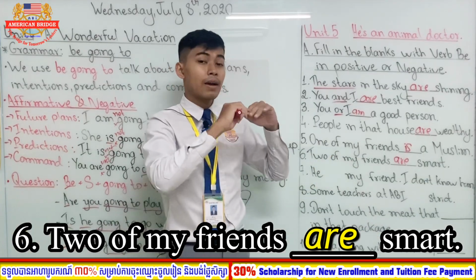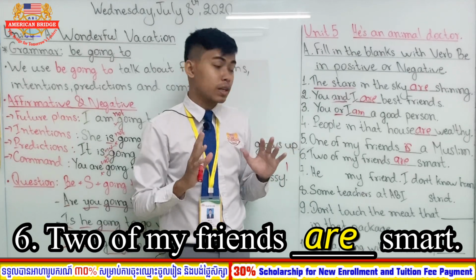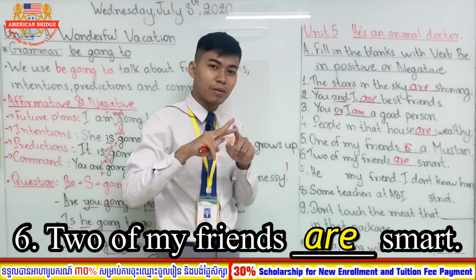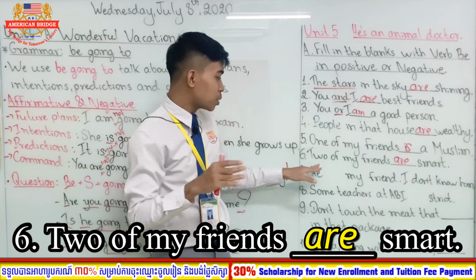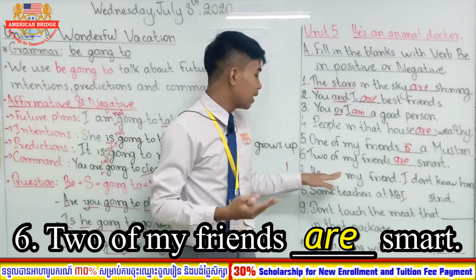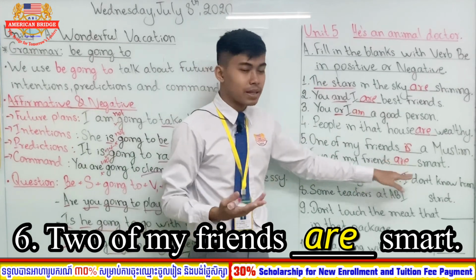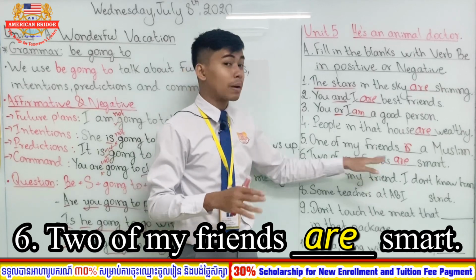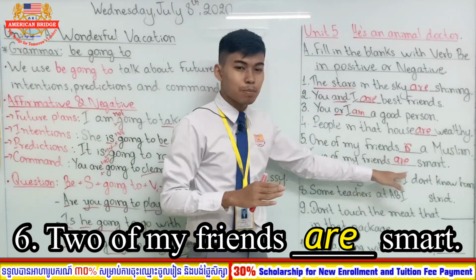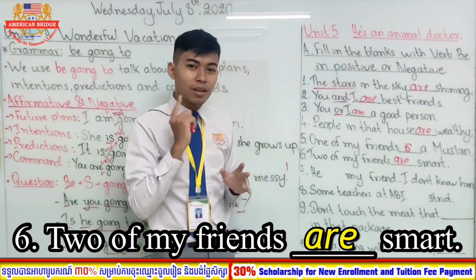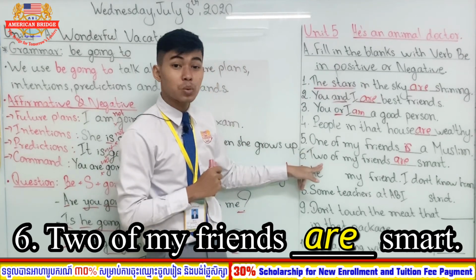It means that I have a lot of friends, but now I talk only about 2. So 2 is more than 1. 2 is plural. 2 of my friends are smart. 3 of my friends are smart. 4 of my friends are smart, but 1 of my friends is smart. Example, because only one, but here 2.